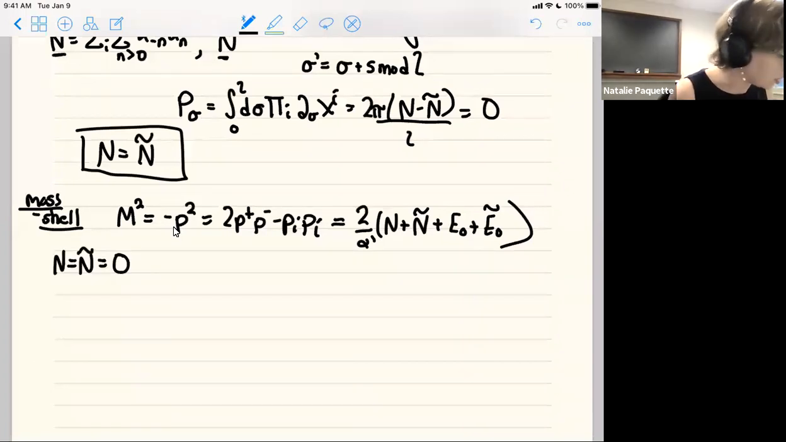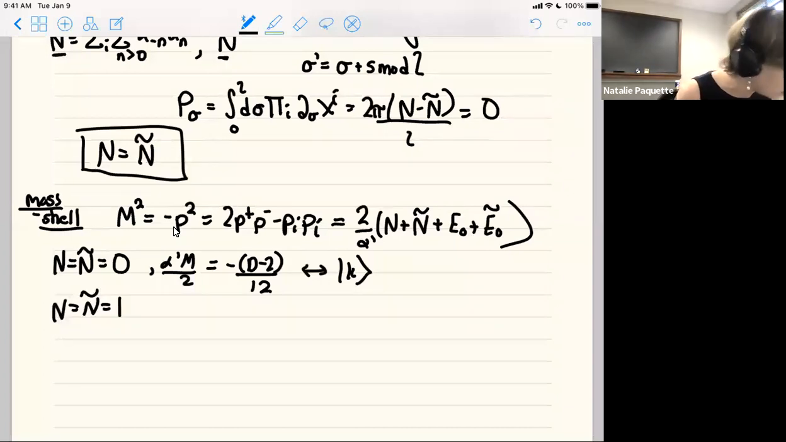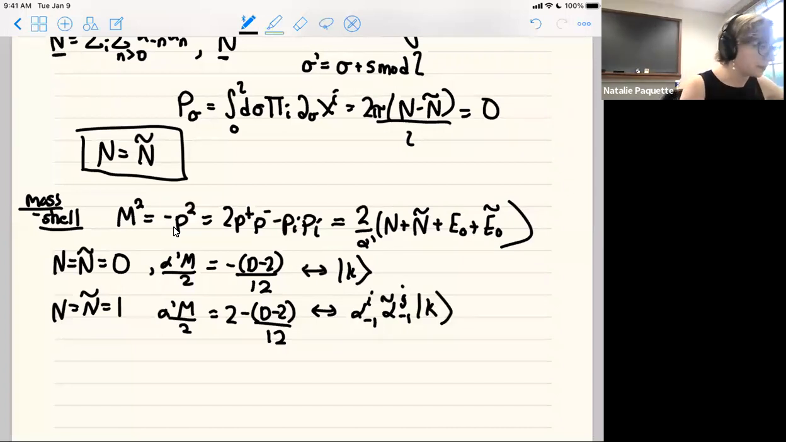Of course, we can start with just the vacuum state, n equals n tilde equals 0, which tells us that the mass, if we plug in the formula for the zero-point energies, is just this. So that corresponds to just this bare state. And the next one, which I'll also write down, has the oscillator numbers both 1, and I can plug in the mass for those two. And if I get the factors right, it's this. And that corresponds to just acting with oscillators i and j on the vacuum state.